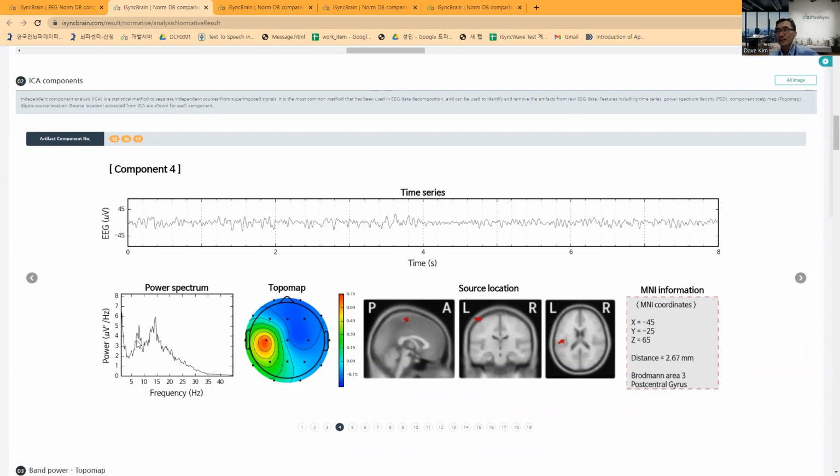This kind of SMR activity is kind of a counterbalancing activity of this slow activity. This kind of slow activity combined with high frequency activity, we often call this kind of frequency coupling sometimes, and we can call this activity thalamocortical dysrhythmia in some cases.